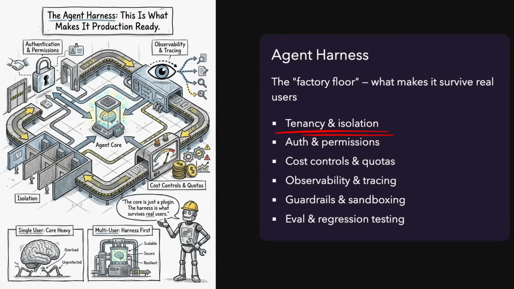This is the isolation. This is your authentication, your permissions. This is all about cost controls and quotas. This is about observability and tracing in here. And so you can think about single user projects as being core heavy and light on harness, and multi-user systems being much more about getting the harness right first, and then those cores can almost become a plugin that runs under that harness that you've got there.